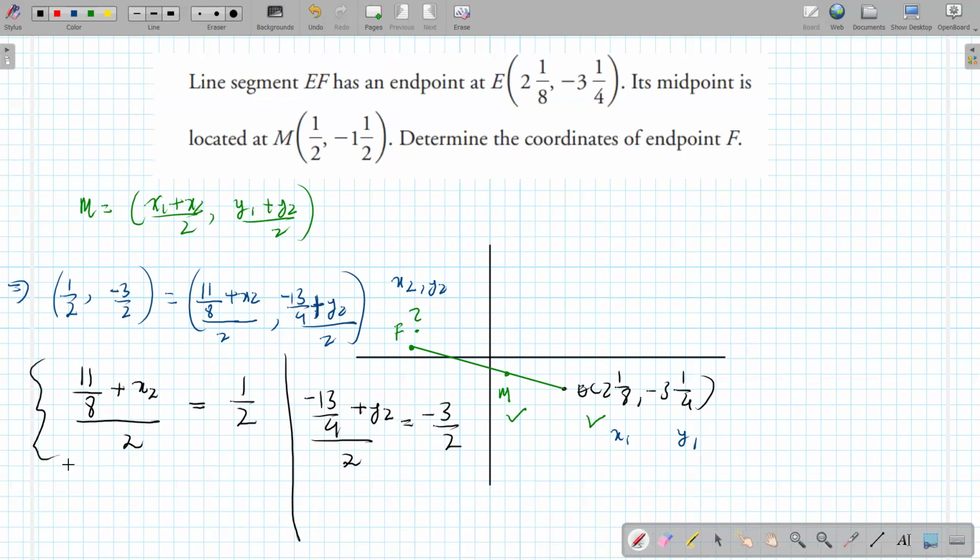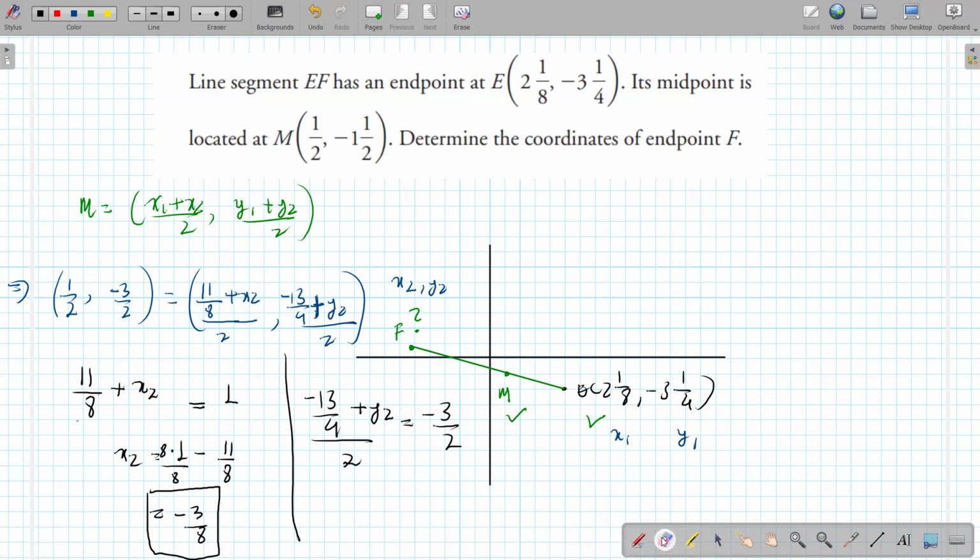All right, how do you solve this equation for x2? You multiply by 2. 1 over 2 times 2 is just a 1, so the 2 disappears completely. Now what? You subtract 11 over 8, yeah? Again, we have a fraction. It's not a big deal at this level. You just take the LCD, which is 8. So 8 minus 11 is negative 3 over 8. That's your x2.